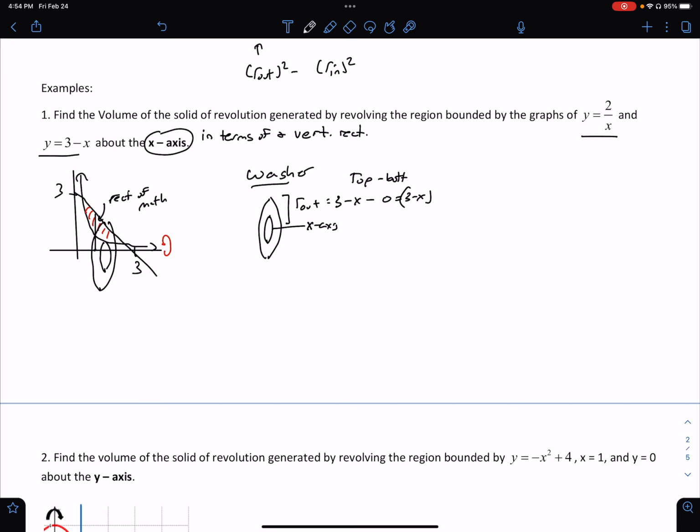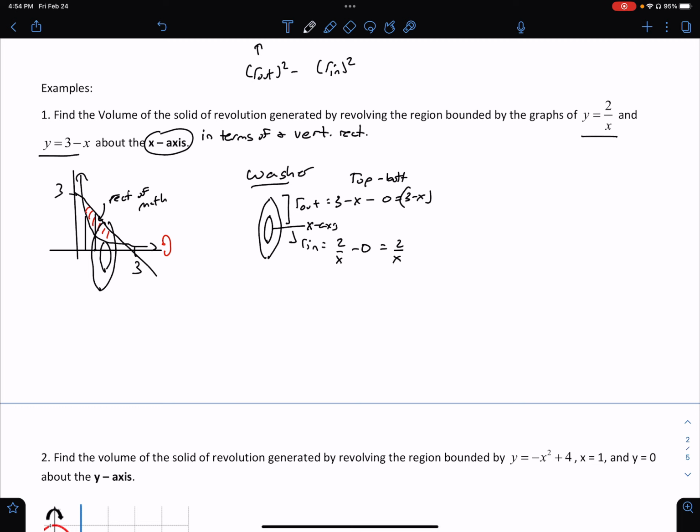There's my outside radius. To get my inside radius, same thing. But now this is just a hole. So if I measure from the axis of revolution to the other function right here, the hole right there, we're going to get our inside radius. Well, this inside radius is the top function, which is now my rational function, minus the bottom, which is 0, because that's my axis of revolution. And we're just going to write this as 2 over x minus 0, or just 2 over x.